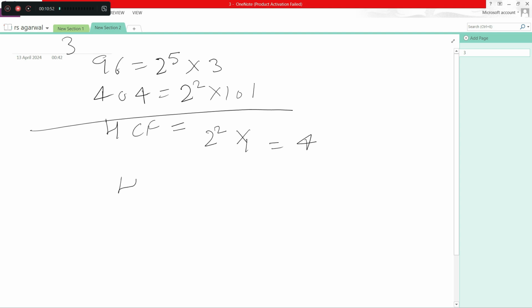But if we talk about LCM, we'll take the highest value, like 2 to the power 5 into 3 into 101, which equals 9696. So this is the LCM. Now the next question is 144 and 198.